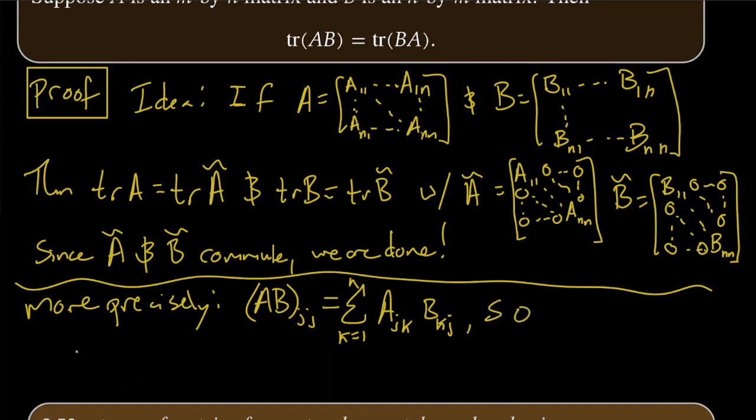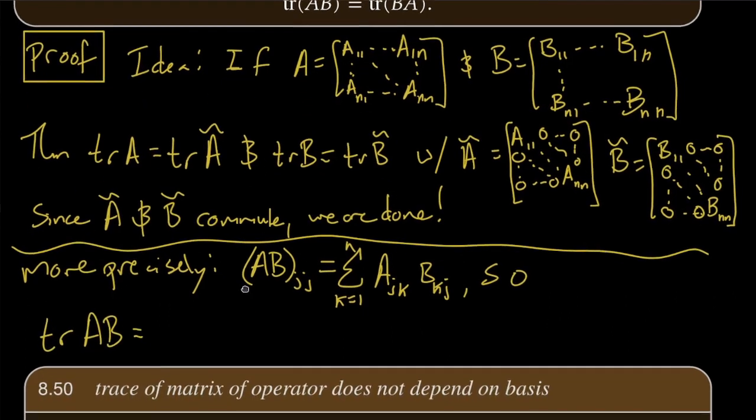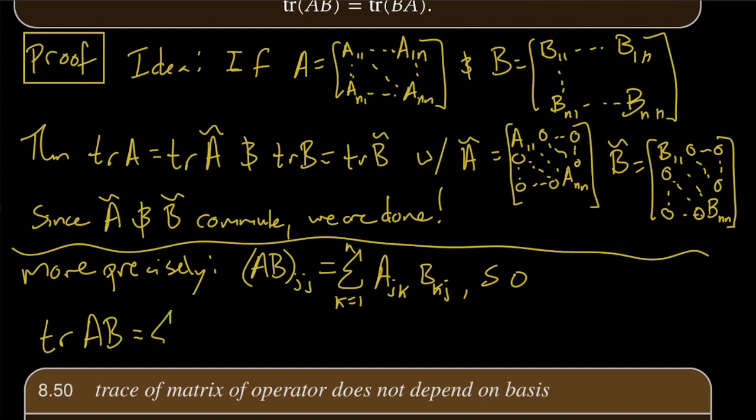So, trace of AB, well, it's equal to the sum of its diagonal entries. So this is equal to the sum from j equals 1 up to m, now returning to the non-square case for specificity, of the sum from k equals 1 to n of this whole thing right here. So this is A_jk B_kj. And now, check this out. This is super easy to see.